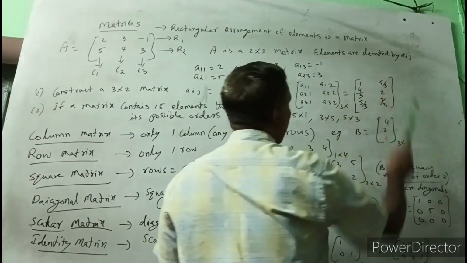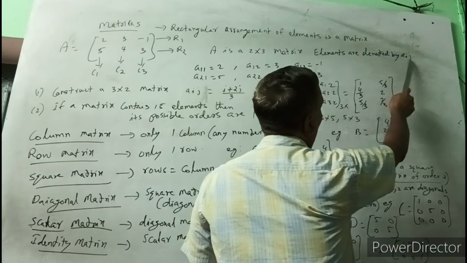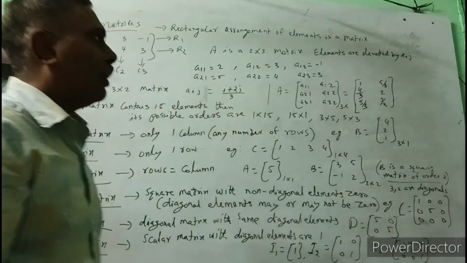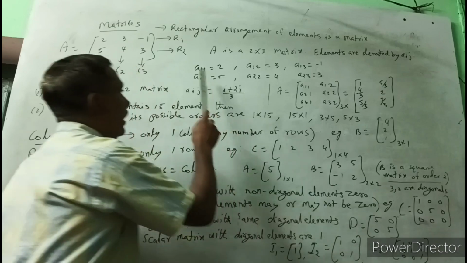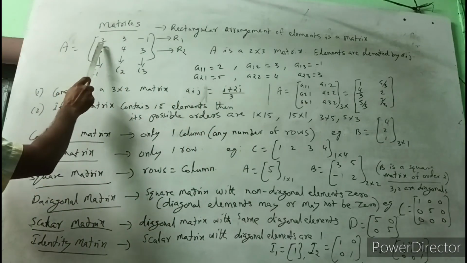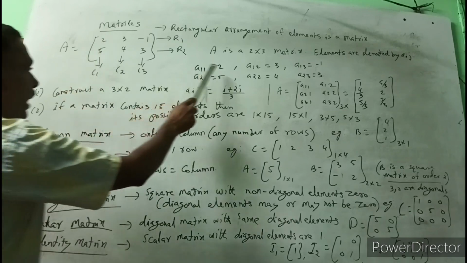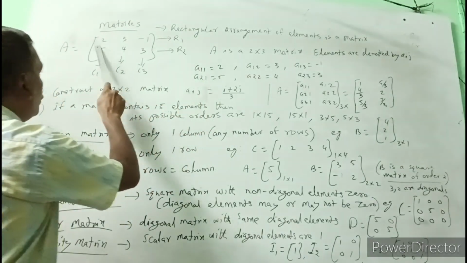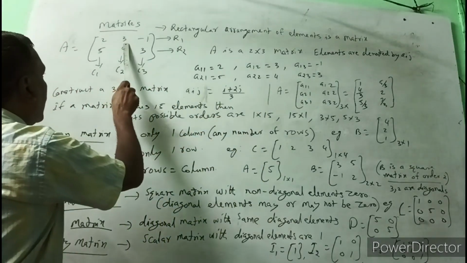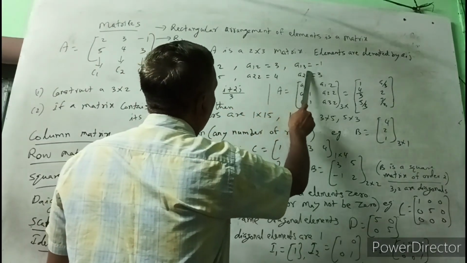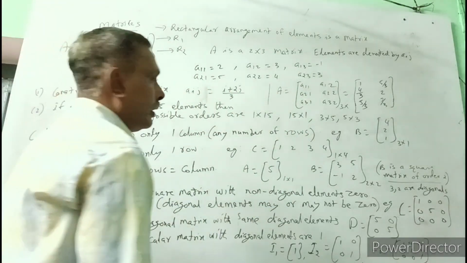Its elements are denoted by Aij, where i is the position of row and j is the position of column. If you take i as 1 and j as 1, A11 means the element present in the first row, first column, that is 2. A12 means first row, second column, that is 3. A13 means first row, third column, that is minus 1.